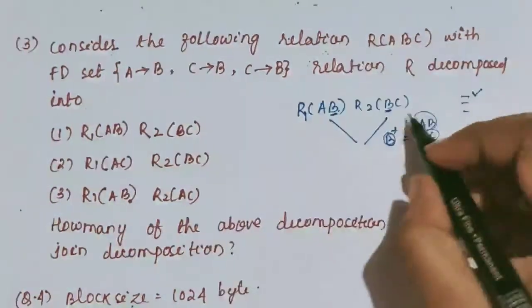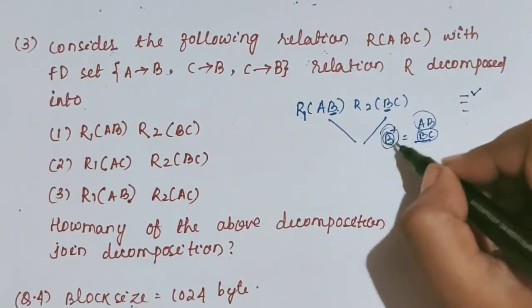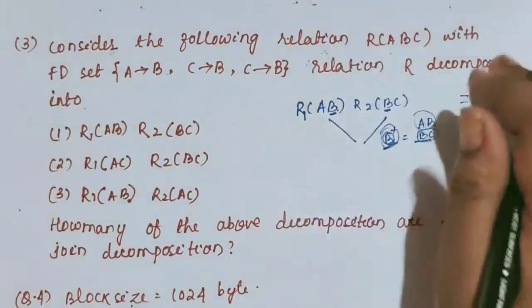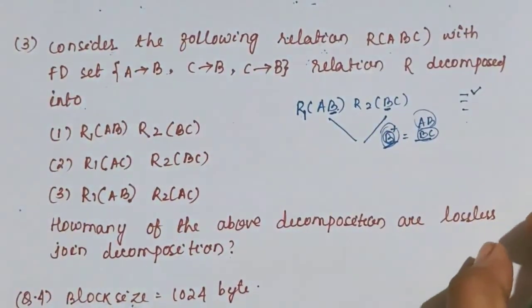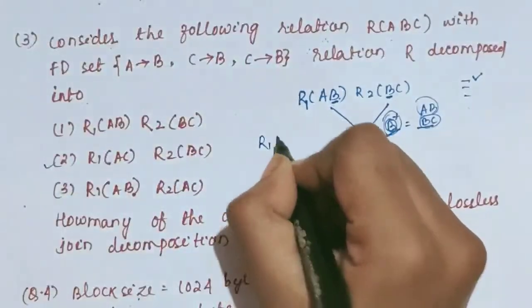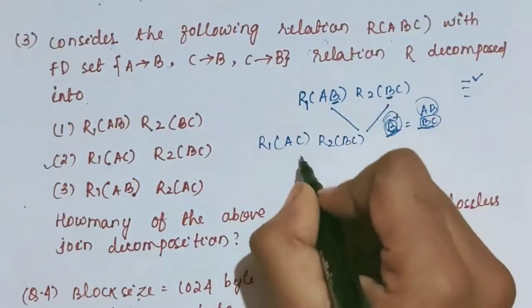See the next variable. Here we are not getting anything as the super key as the common variable, so it is not a lossless decomposition.